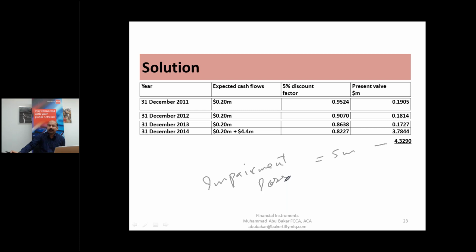The old approach basically depends on the trigger, on the indication of impairment, and the incurred credit losses model. So this is the old approach.